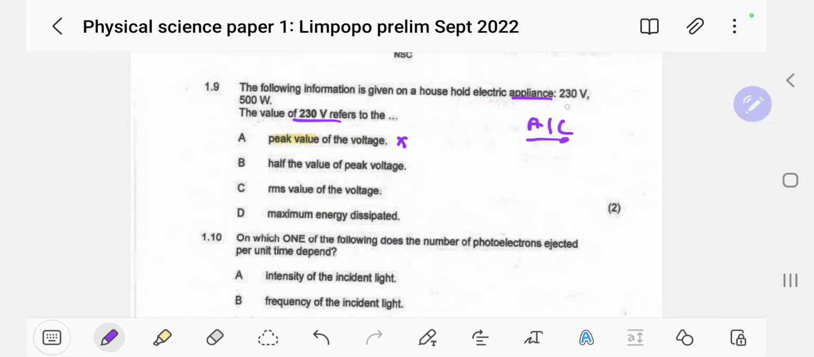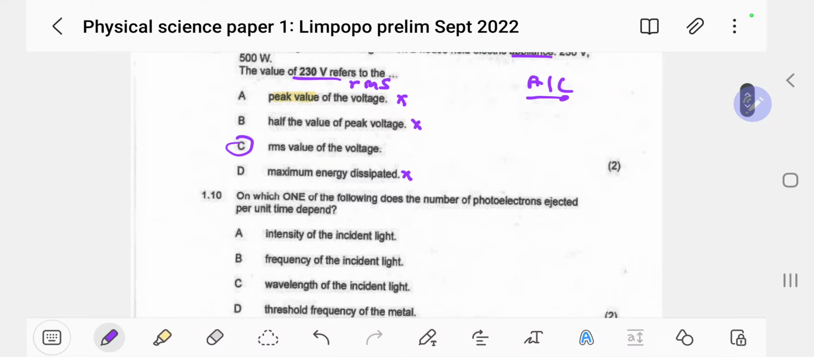Now if we have an appliance that uses this 230, we know that that is our RMS. It's a root mean square voltage. Okay, so what is that? Is it half of the value of the peak voltage? Not really. It's an RMS value of the voltage. The answer is no. So it's not that and it is not that.